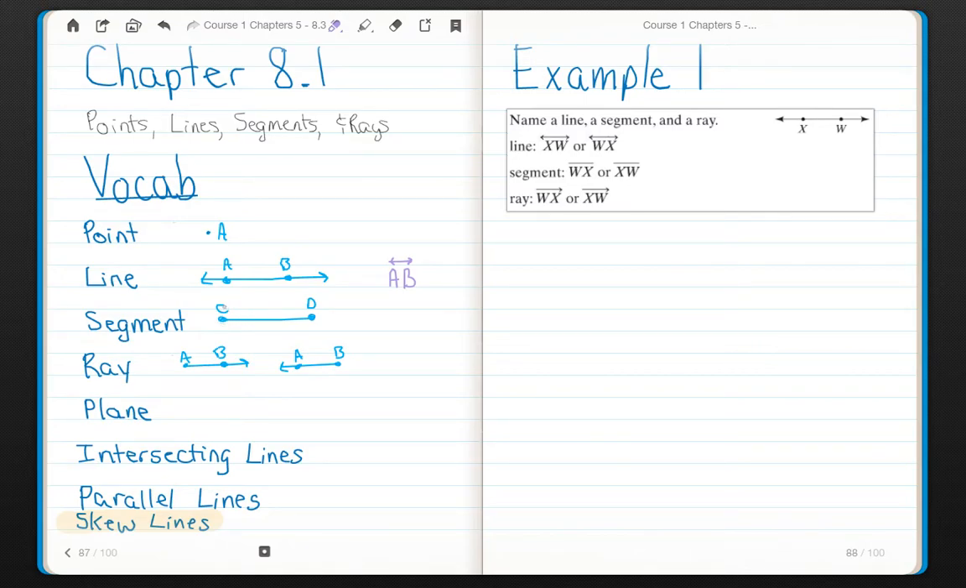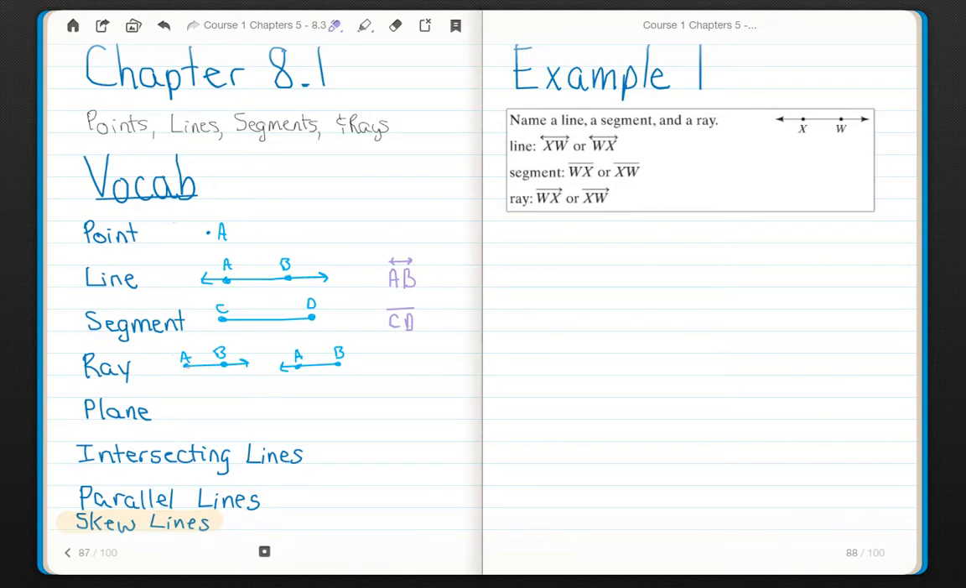Now a segment is a piece of a line. So here I have the piece of the line between point C and point D. I show a segment by just using a straight line above my 2 points. This one does not have any arrows, indicating that it starts at point C and stops at point D. It does not keep going on forever.